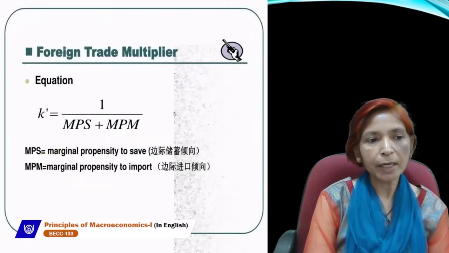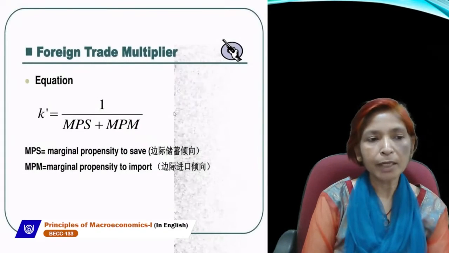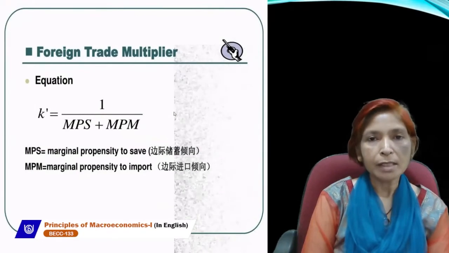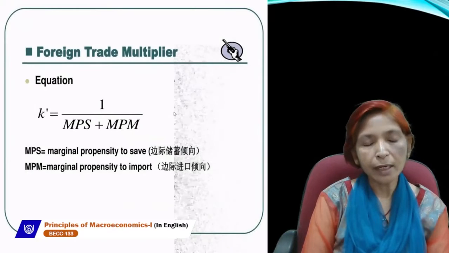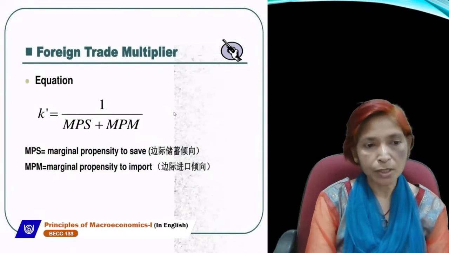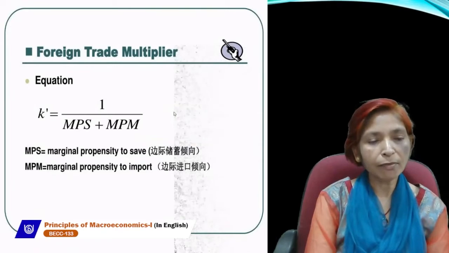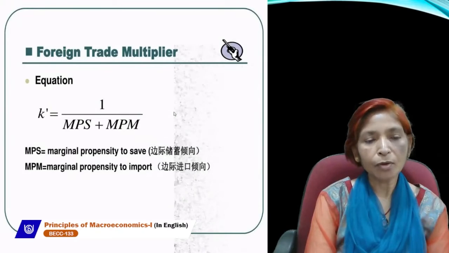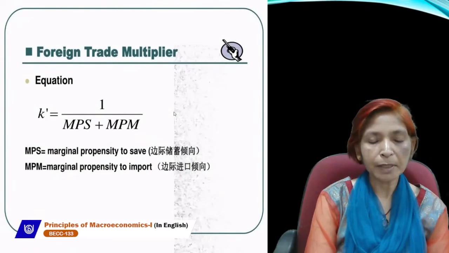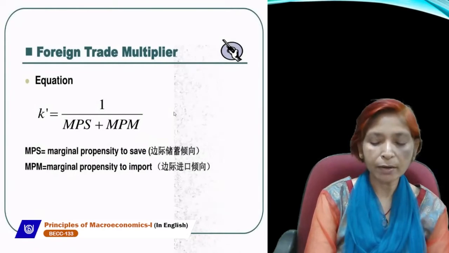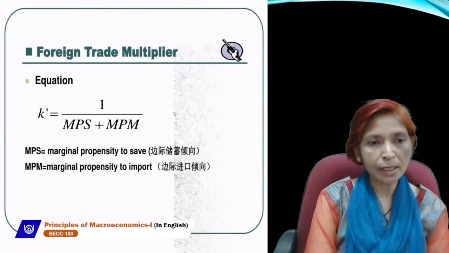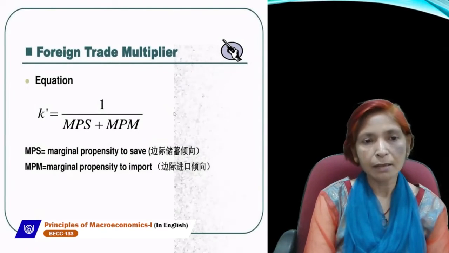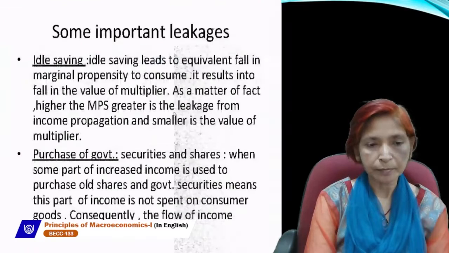Next is foreign trade multiplier. Foreign trade multiplier can be calculated by using this formula 1 upon MPS plus MPM. This MPS is marginal propensity to save and MPM is marginal propensity to import. If we take the summation of marginal propensity to save and marginal propensity to import, multiplier is the reciprocal of this, 1 upon MPS plus MPM. This is foreign trade multiplier. If exports increase, then income will increase multiply, and if imports increase, then income will fall multiply.